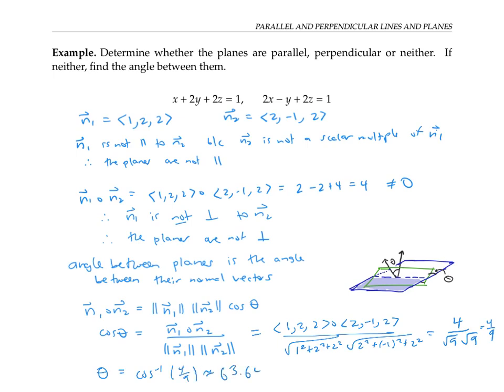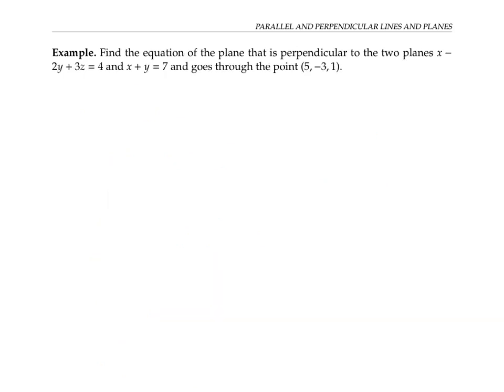In this next example, we're asked to find the equation of a plane that's perpendicular to two planes and goes through a given point. I've tried to draw a schematic of two intersecting planes. Now the plane we're looking for, let's call it Q.